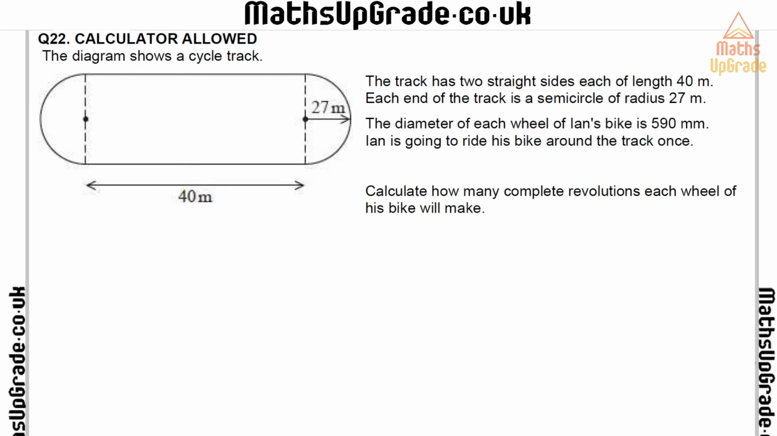Okay, question 22. So we've got a cycle track there. The track has got 2 straight sides, each of length 40. So that's 40, and that would be 40. And each end of the track is a semicircle with a radius 27. So that's a radius there.